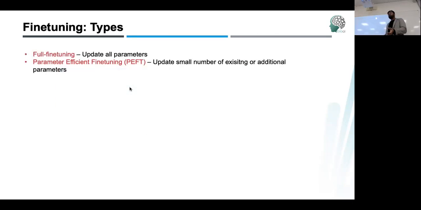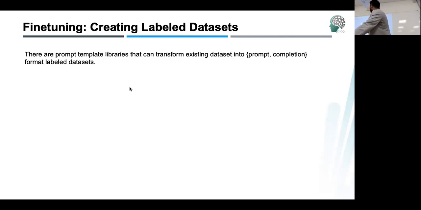So there are two types of fine-tuning. One is full fine-tuning, meaning you update all the parameters of your pre-trained model, whereas the other is where you update a small number of existing or additional parameters, which is parameter efficient fine-tuning, which was covered yesterday by Ronnie. So I'm not going to go into detail, I'm just going to touch on it a little bit.